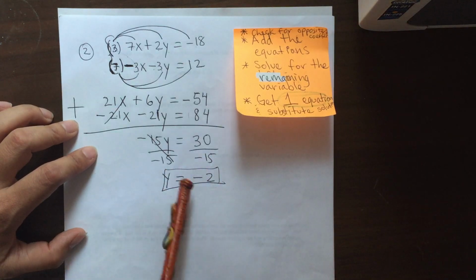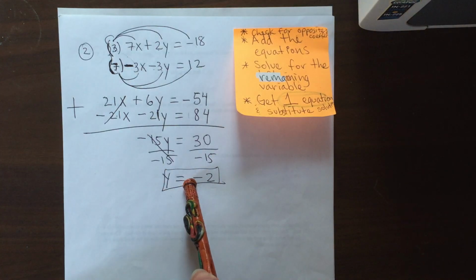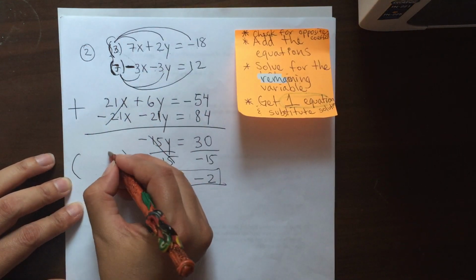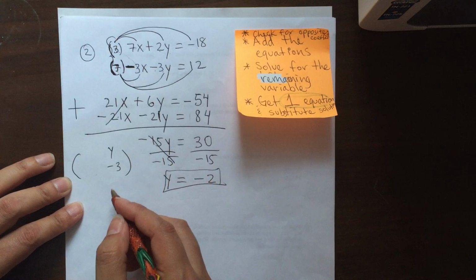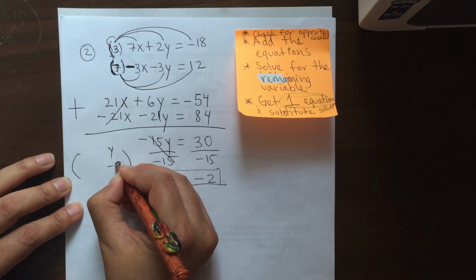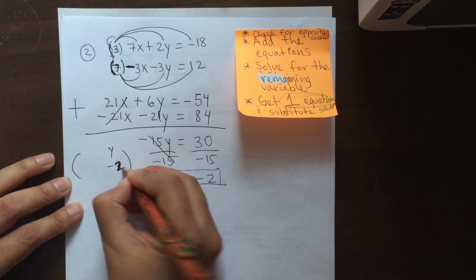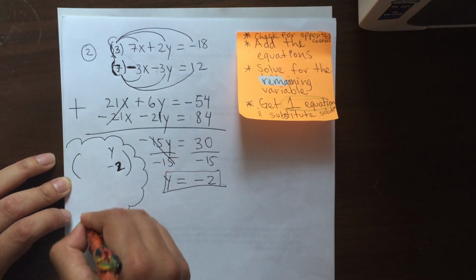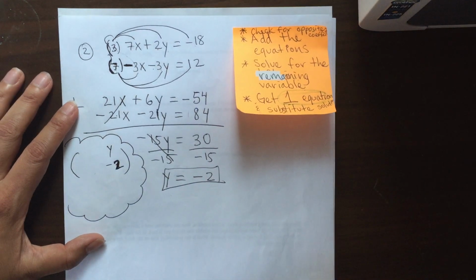So I found y, now I need to figure out x. And so let me write my y is negative 2. Oops, I said negative 2 and I wrote negative 3. Y is negative 2. And I would like for you guys to always circle your answer to make it easier for you to grade it.